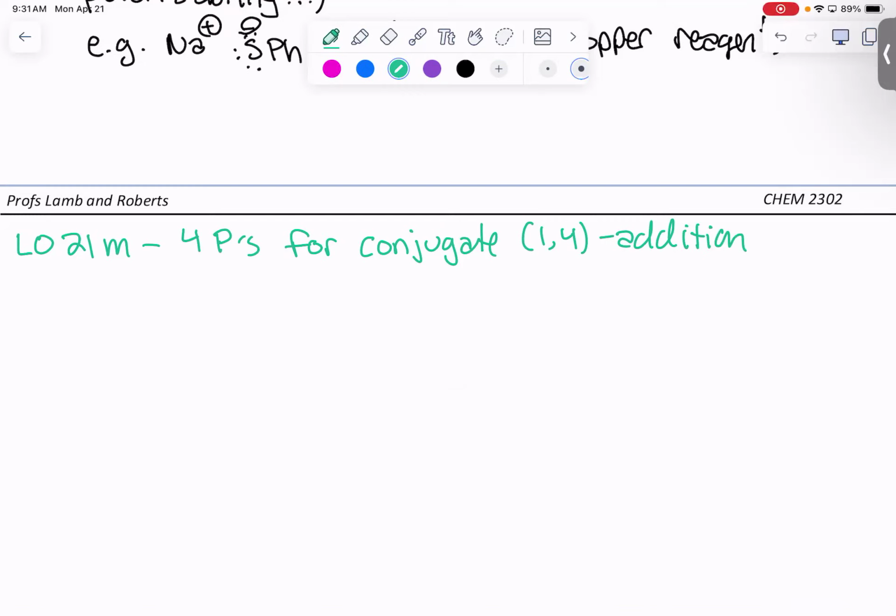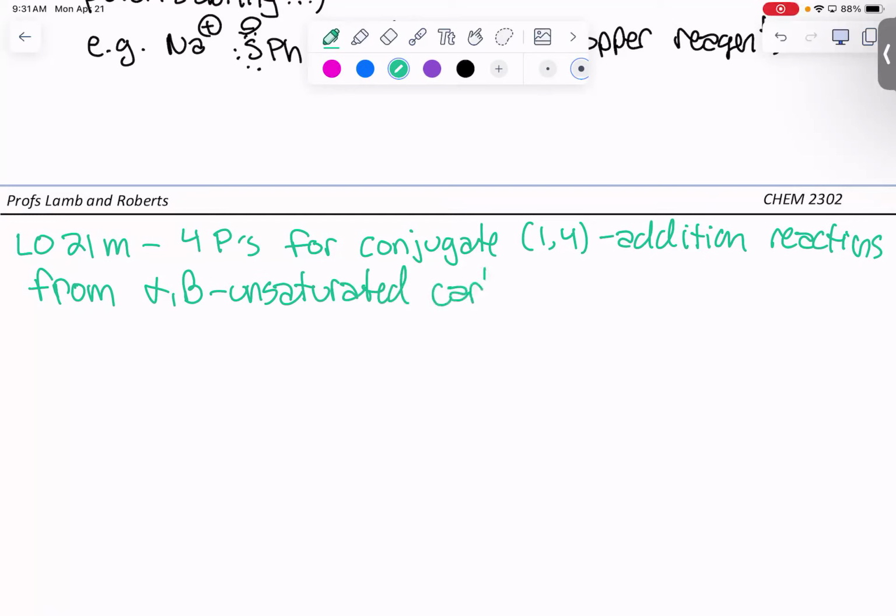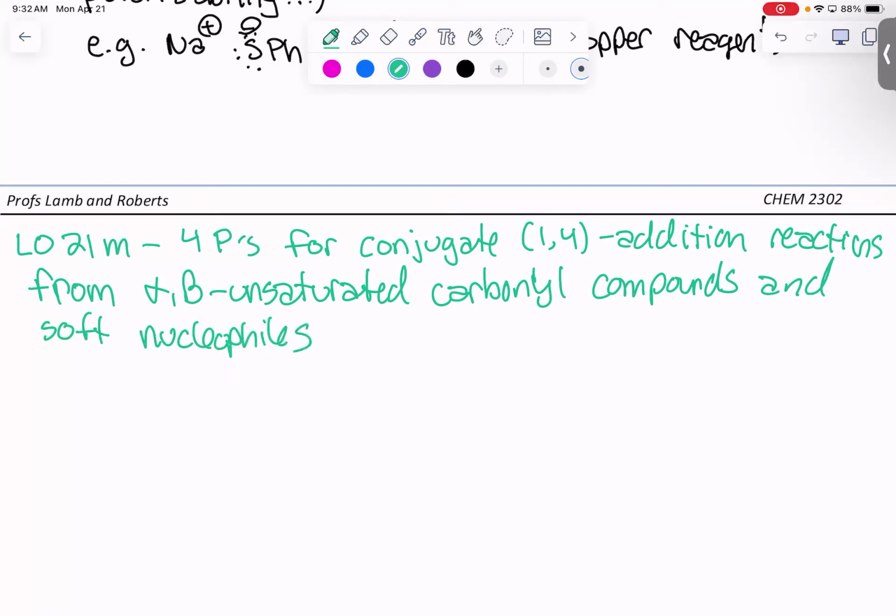So this is the 4Ps for conjugate addition reactions from alpha, beta, unsaturated, meaning there's a double bond there. It's unsaturated, not fully saturated. So alpha, beta, unsaturated carbonyl compounds and soft nucleophiles. We can, of course, react hard nucleophiles with these compounds, but you don't get 1,4 addition, all right? And this is in chapter 21.9.